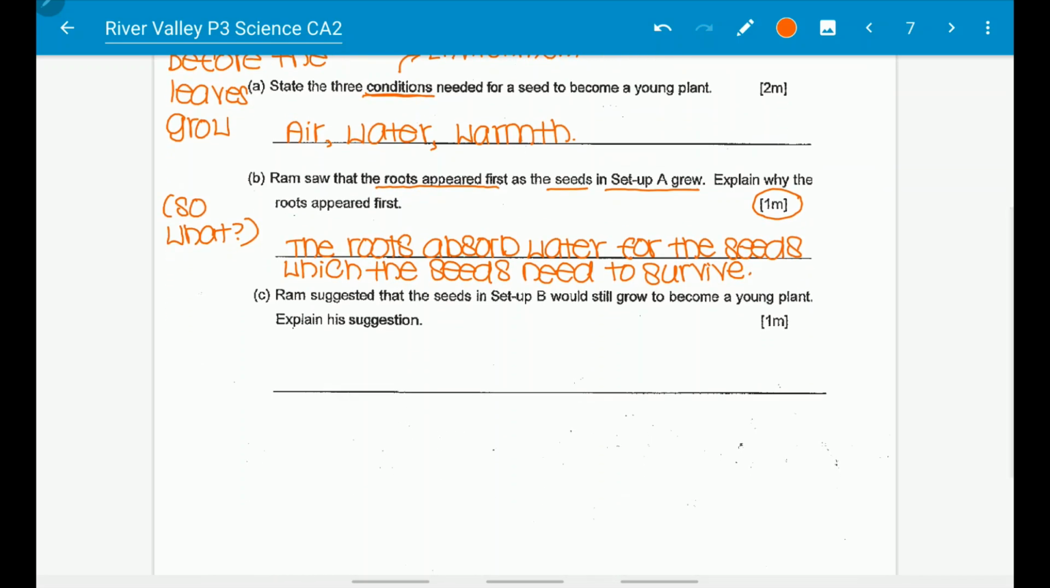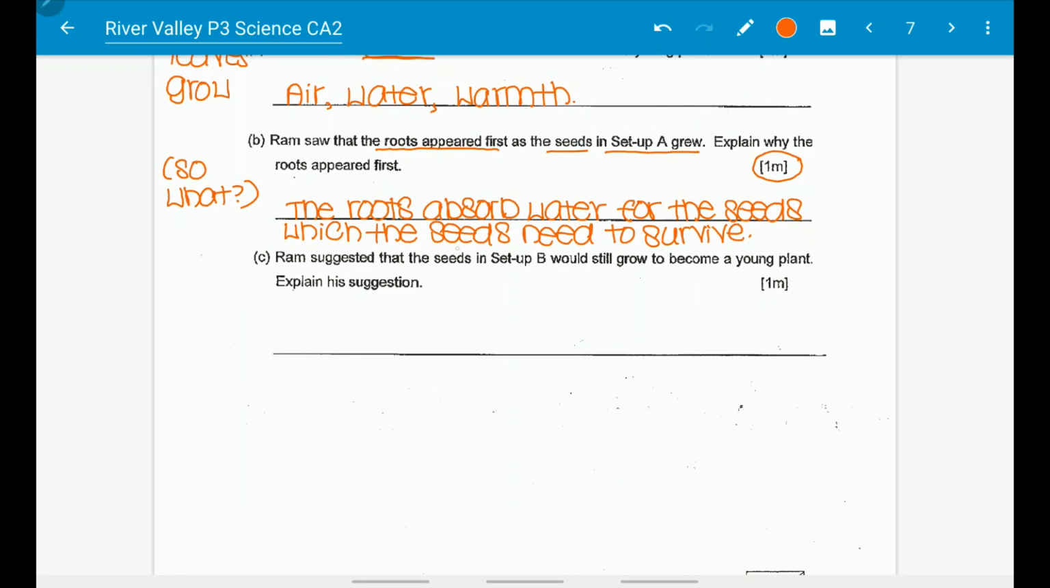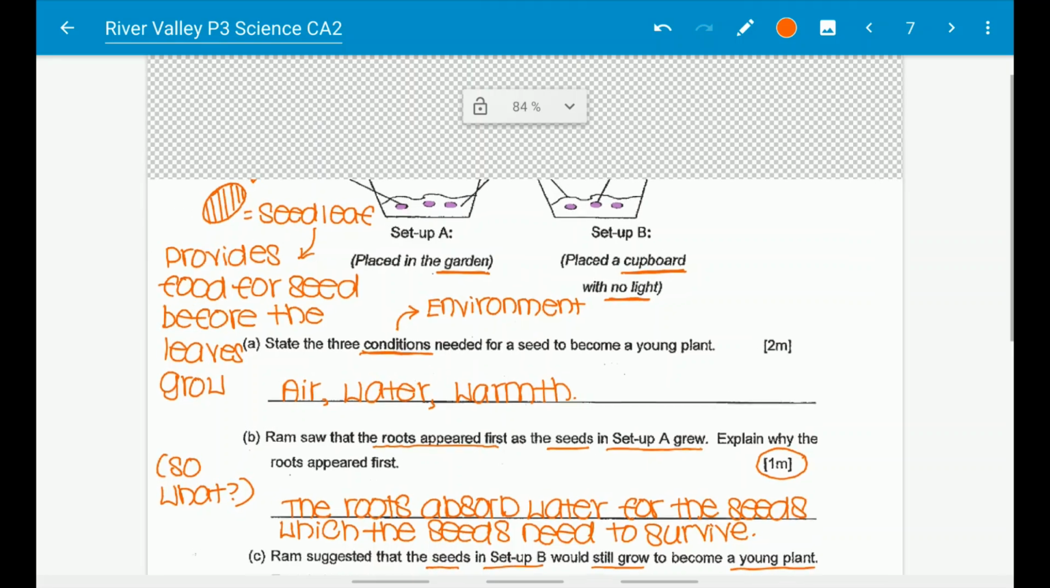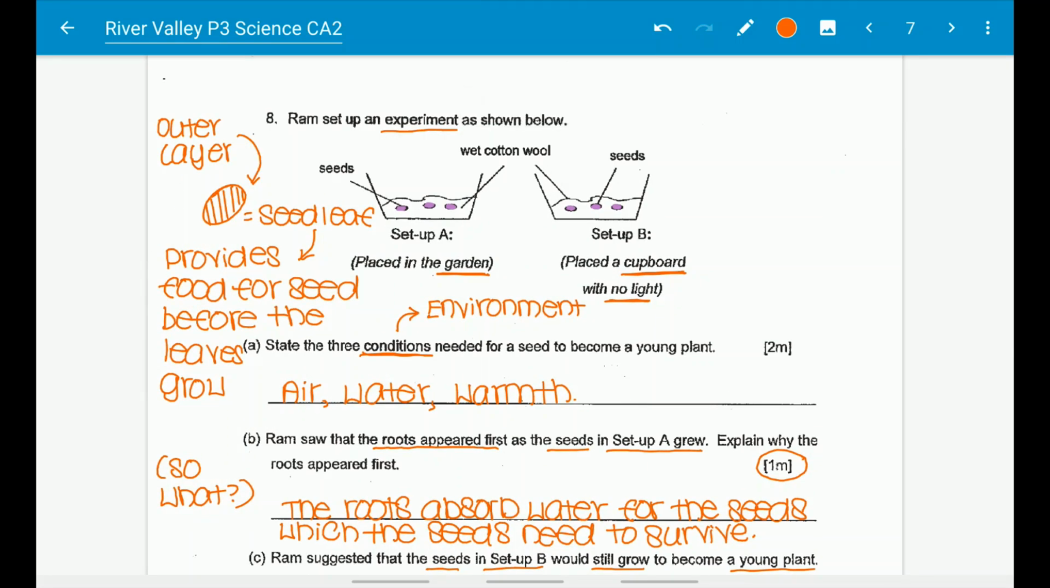Okay, moving on. Ram suggested that the seeds in setup B would still grow to become a young plant. Explain his suggestion. I've already told you that the seed gets its food from the seed leaf. It doesn't have leaves to make food for itself yet. So does it need light? The reason why a plant needs light is because the leaves need the sunlight to make food, right?